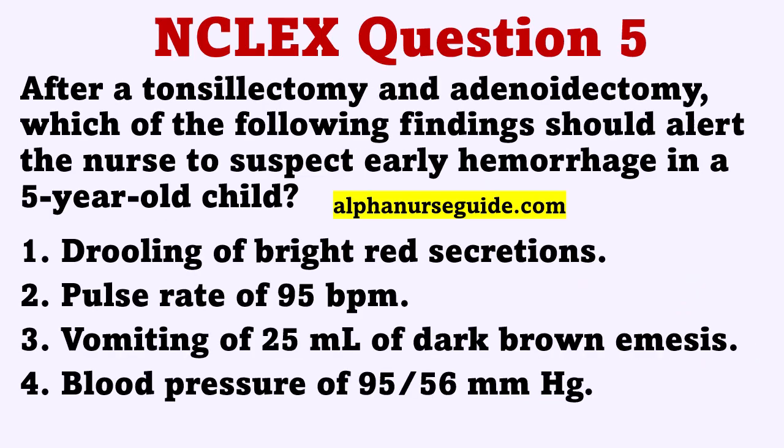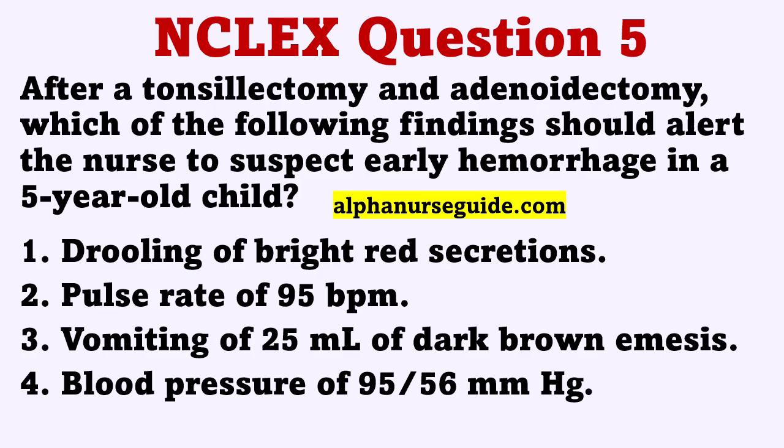After a tonsillectomy and adenoidectomy, which of the following findings should alert the nurse to suspect early hemorrhage in a 5-year-old child? 1. Drooling of bright red secretions. 2. Pulse rate of 95 beats per minute. 3. Vomiting of 25 milliliters of dark brown emesis. 4. Blood pressure of 95/56.